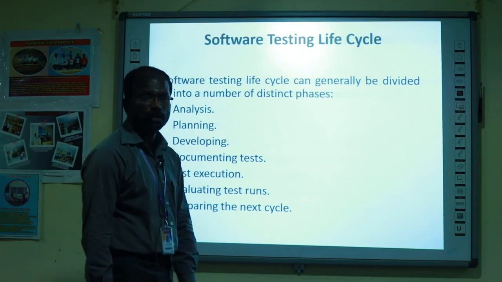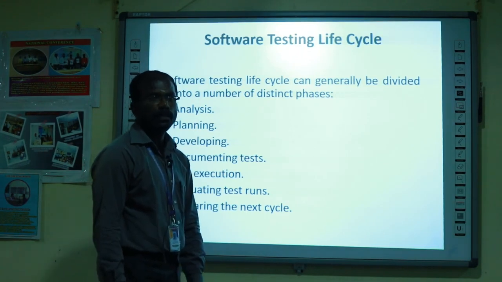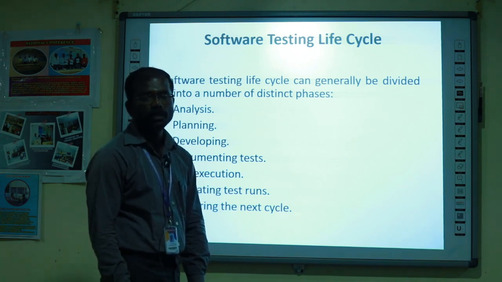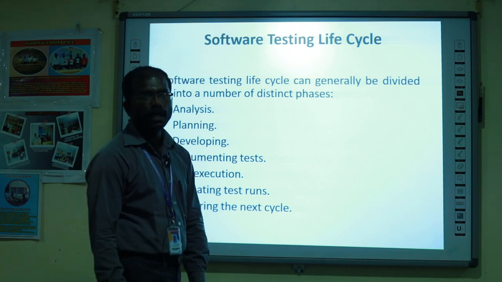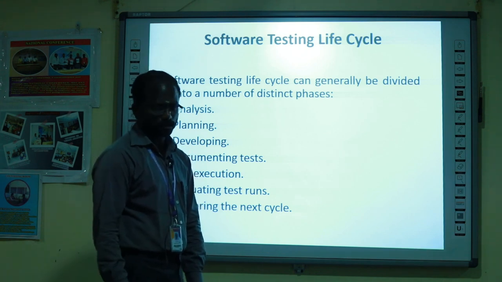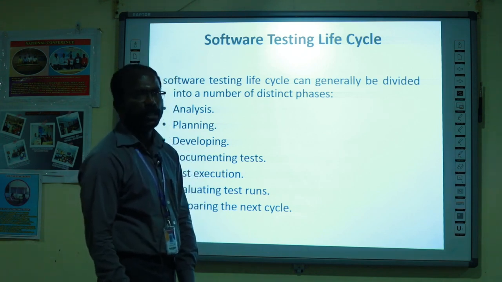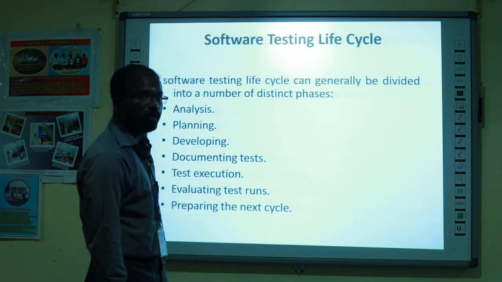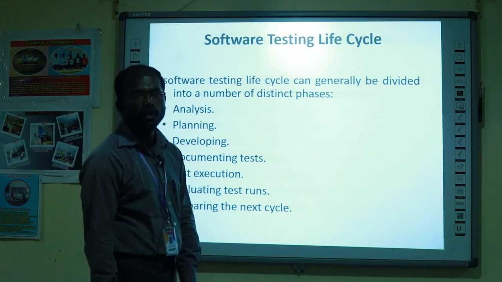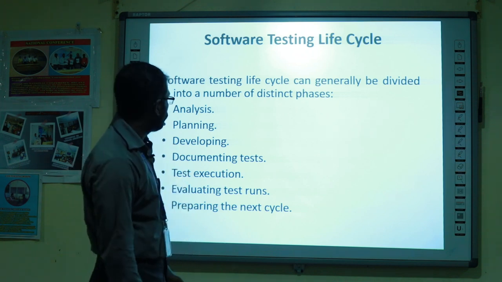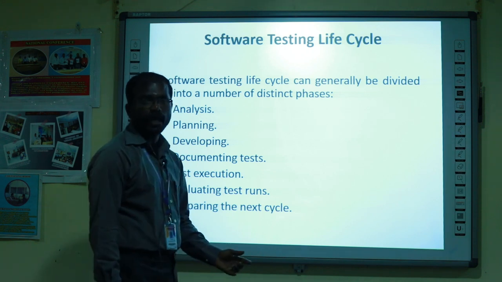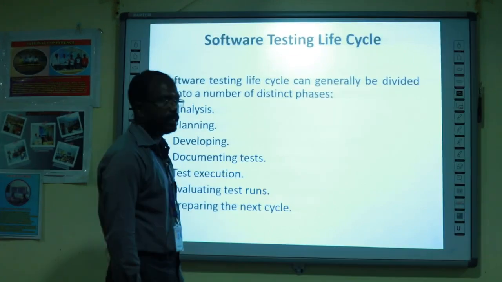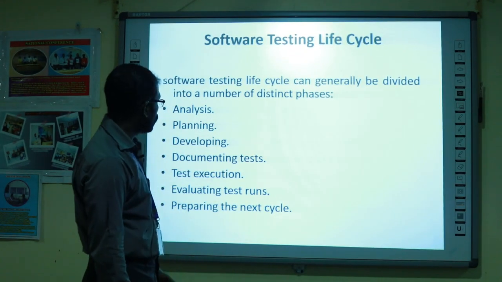Next, we go to the planning phase. In the planning phase, we have to plan how to develop the particular software: what software is needed, what the front end is, what the back end is, and what kind of database we need. Next is developing. Developing is nothing but writing the code, the implementation process. What we planned in the planning phase, we implement in the developing phase. Next is documenting tests.